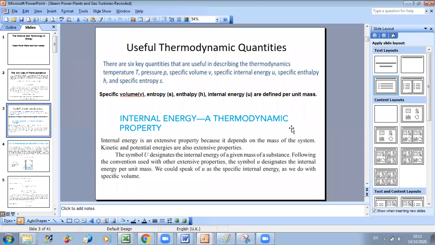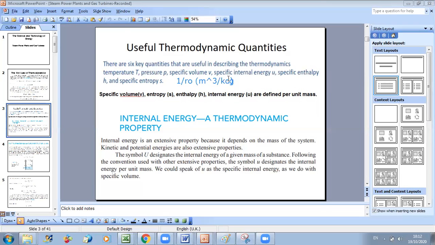Okay. So we have 6 main properties to define a thermodynamic state. We have the temperature, the pressure that you already are familiar with. We have the specific volume. The specific volume is defined as what? It's the inverse of the density. So the specific volume is 1 over rho, and its unit is meter cube per kilogram. And whenever they say specific, this means that it is per unit mass.